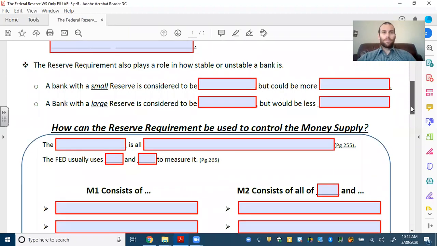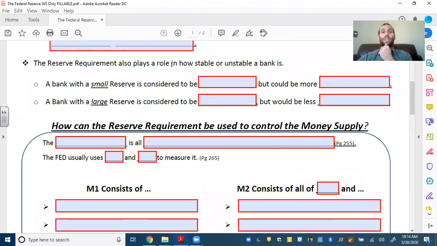All right. So the reserve requirement also plays a role in how stable or unstable a bank is. So we've reviewed this again. A bank with a small reserve is considered to be less stable, okay? If they're holding on to small amounts of money, that means small amounts of their customers could come in, try to ask for all their money, and the bank will run out fast because they're holding on to small amounts of reserves. So it could make the bank less stable, but since a bank can loan more money out, they can also be more profitable. So a bank can be less stable and more profitable.